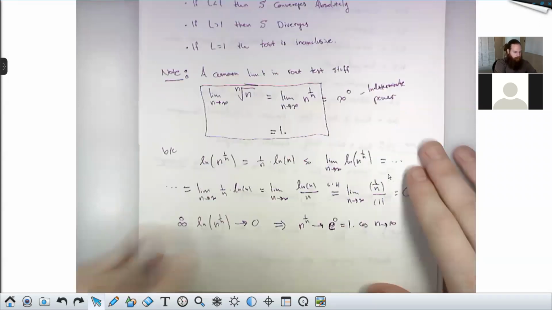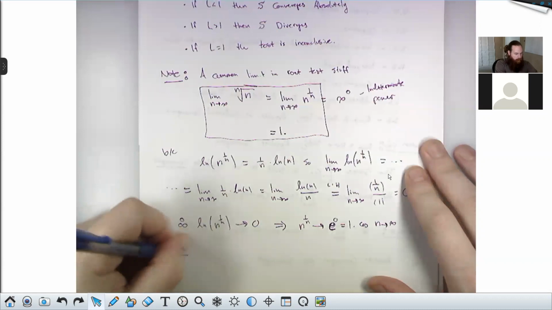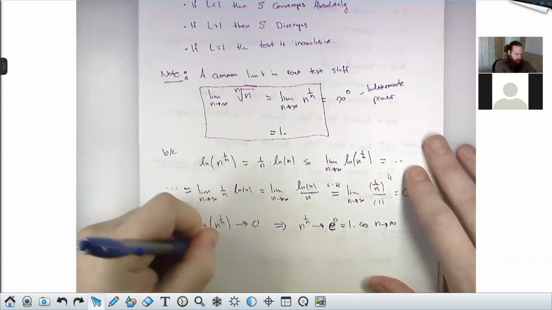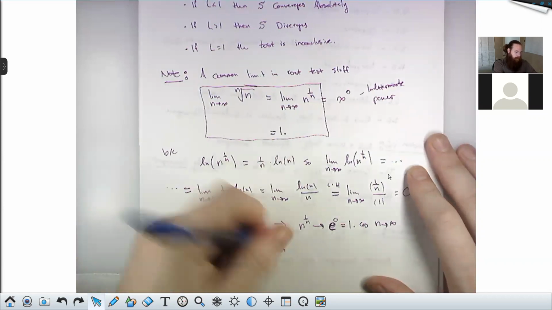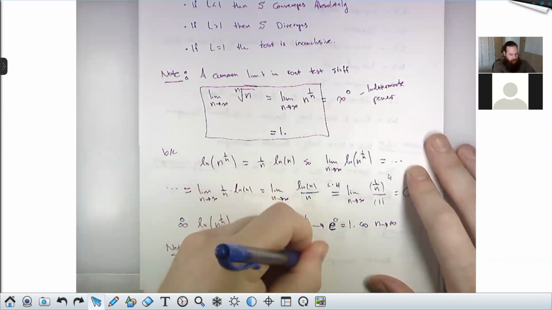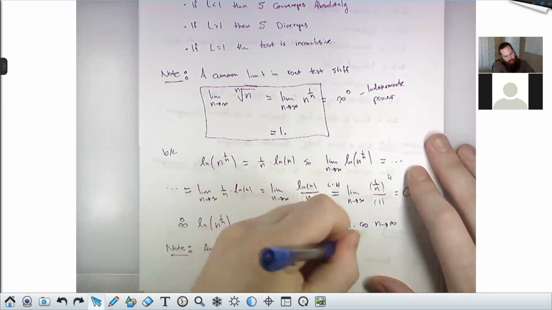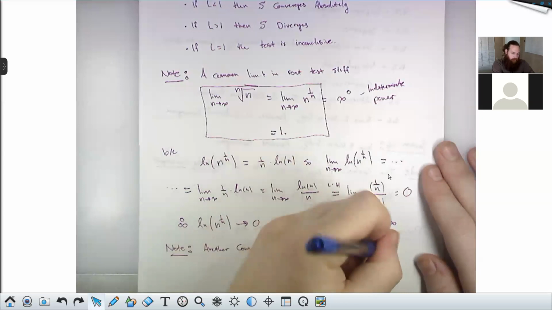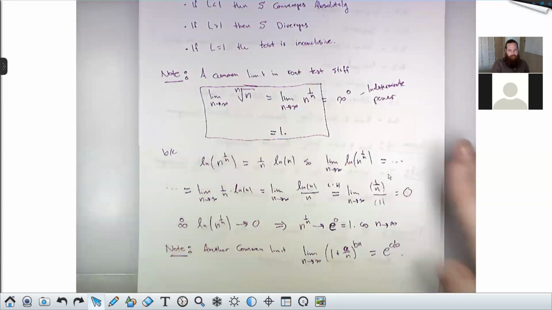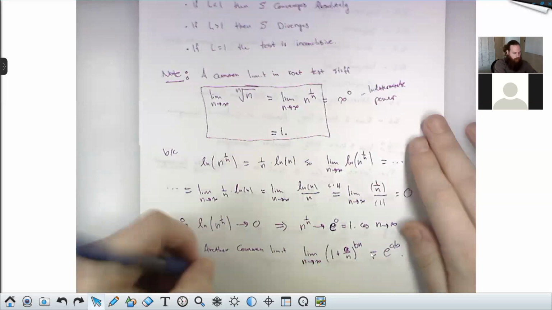Another note, another common limit is the limit as n goes to infinity of 1 plus a over n raised to the bn. This is always going to be, I've shown you this once before, e to the ab. You prove it the same way, right? You take natural logs and you juggle things around and use L'Hopital's rule, and then eventually at the end you exponentiate. You should prove both of these, right? You should prove this on your own.